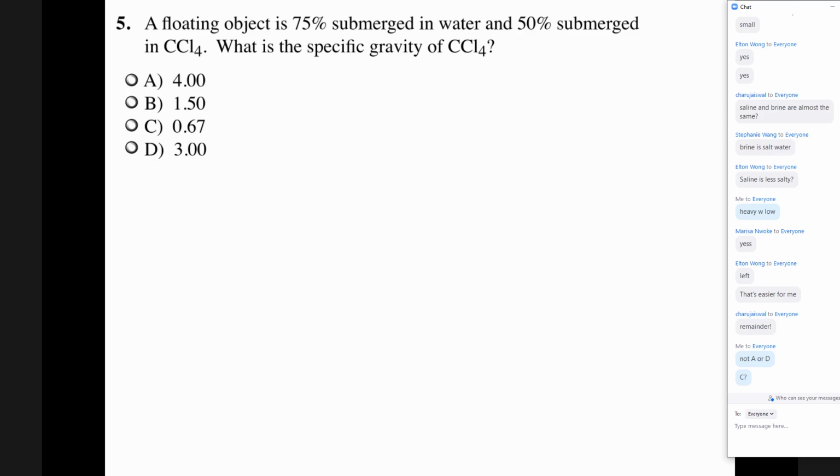Okay, so for this one, perfect. Answer's starting to show up. So what I'm uncertain of in this one is, relatively speaking, which is more dense, CCl4 or water?